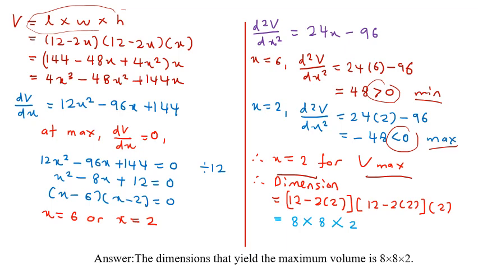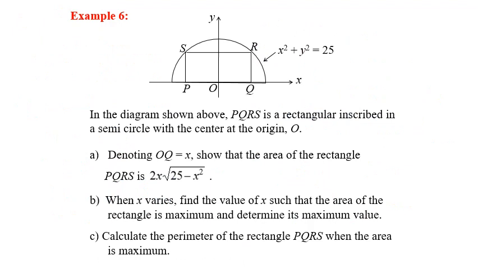Okay. Right. So now we move to the second example. In this second example, there's a diagram over there. So we have a rectangle inscribed. Inscribed means inside. So the rectangle is inside the semicircle. So given the equation of the semicircle, this is the equation of circle. Later you will learn about this equation of circle in second semester.